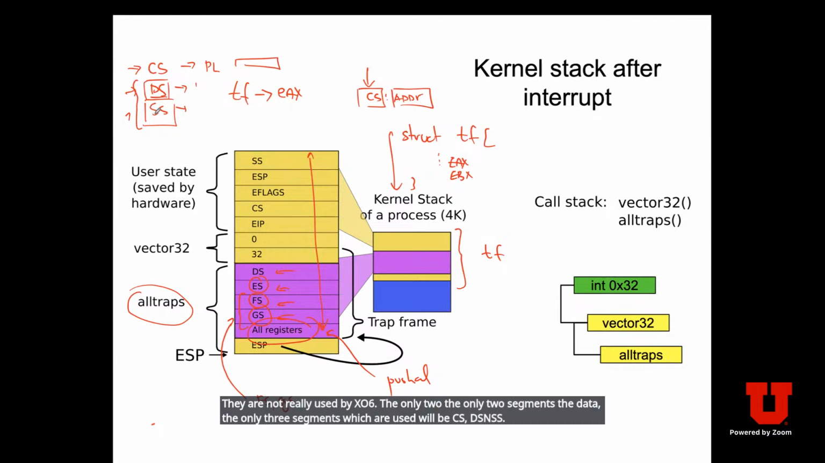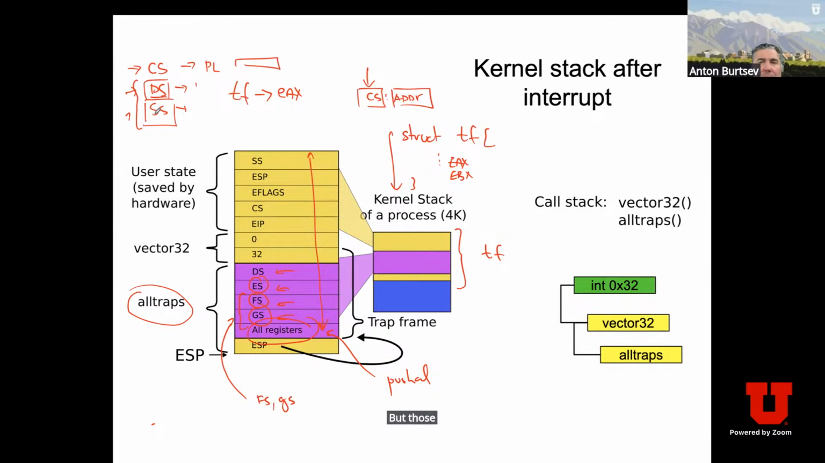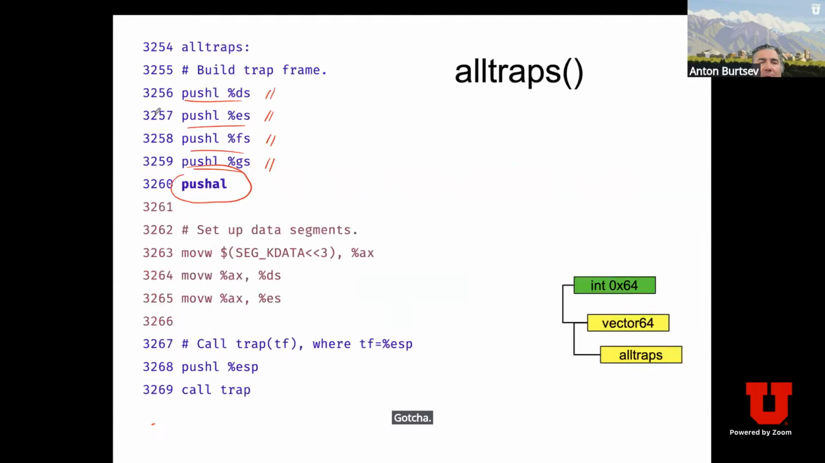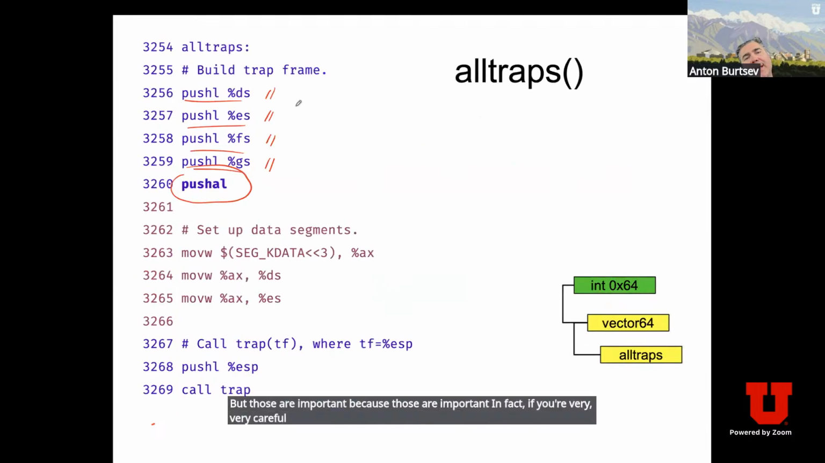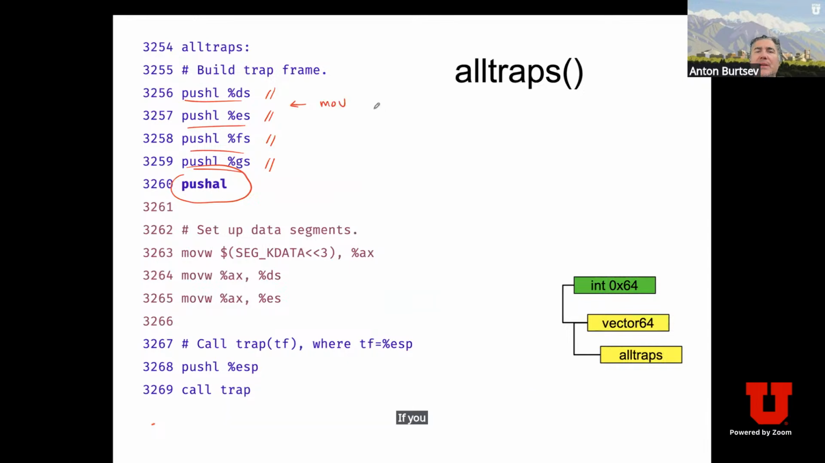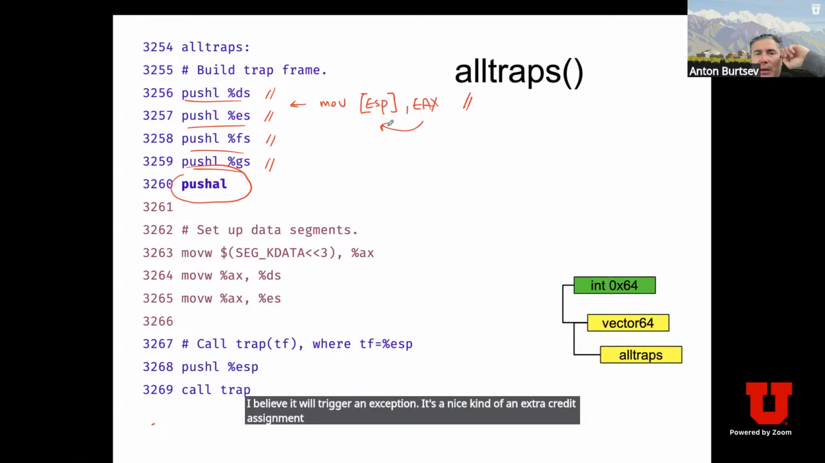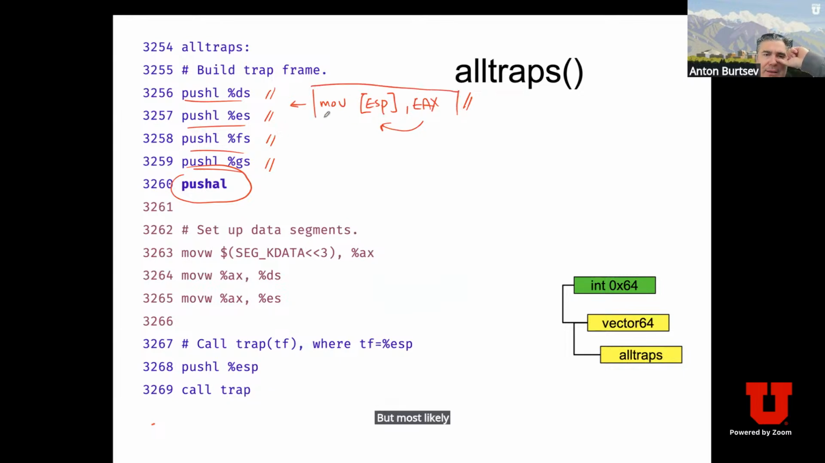But those are important because, if I understand correctly, if you try to do a move instruction, something like move ESP of EAX, I believe it will trigger an exception. It's a nice extra credit assignment to run it under QEMU and see if it happens. I don't know exactly at this point, but most likely this instruction will trigger an exception. Can anyone guess why?